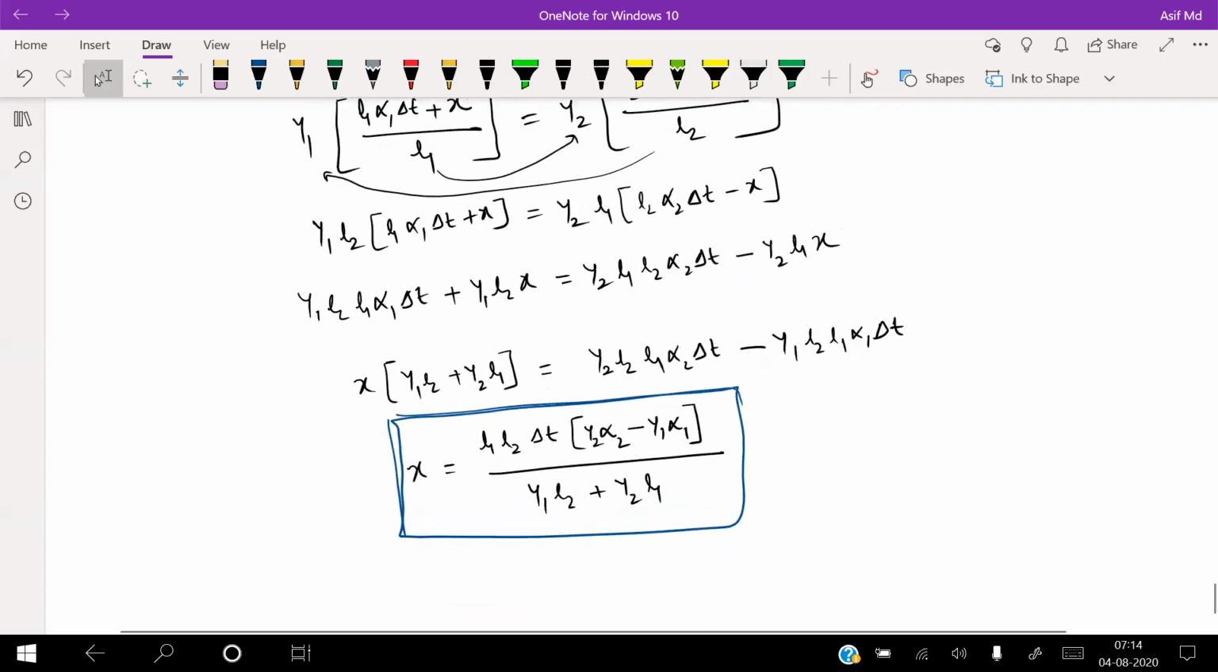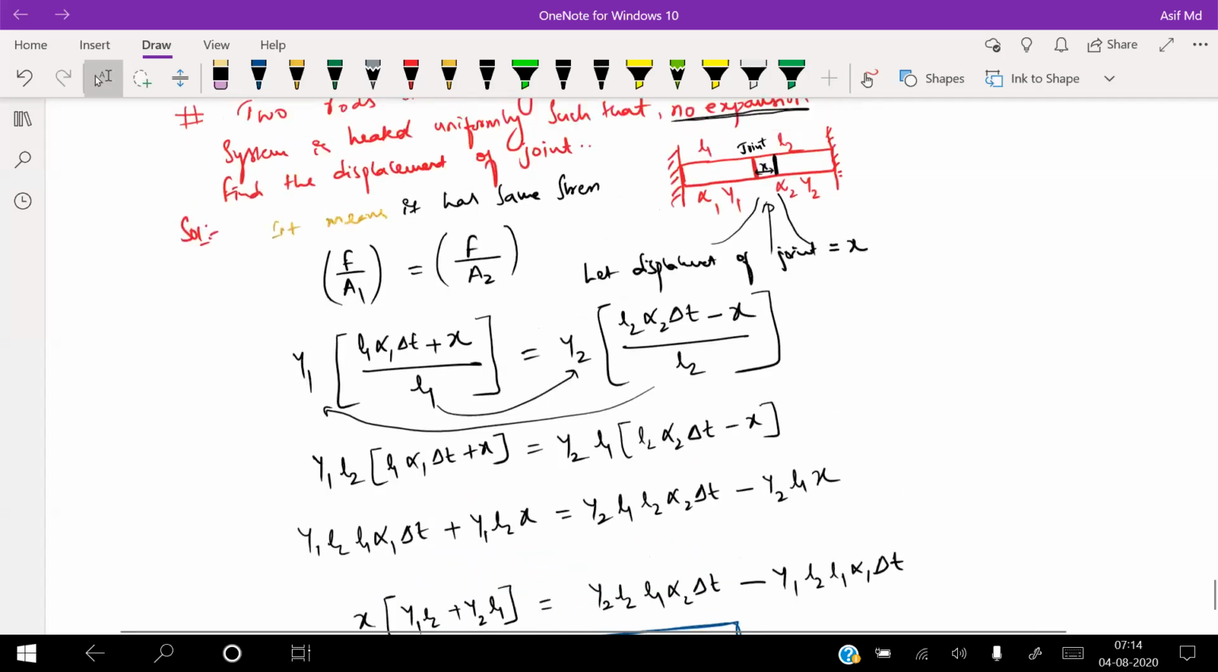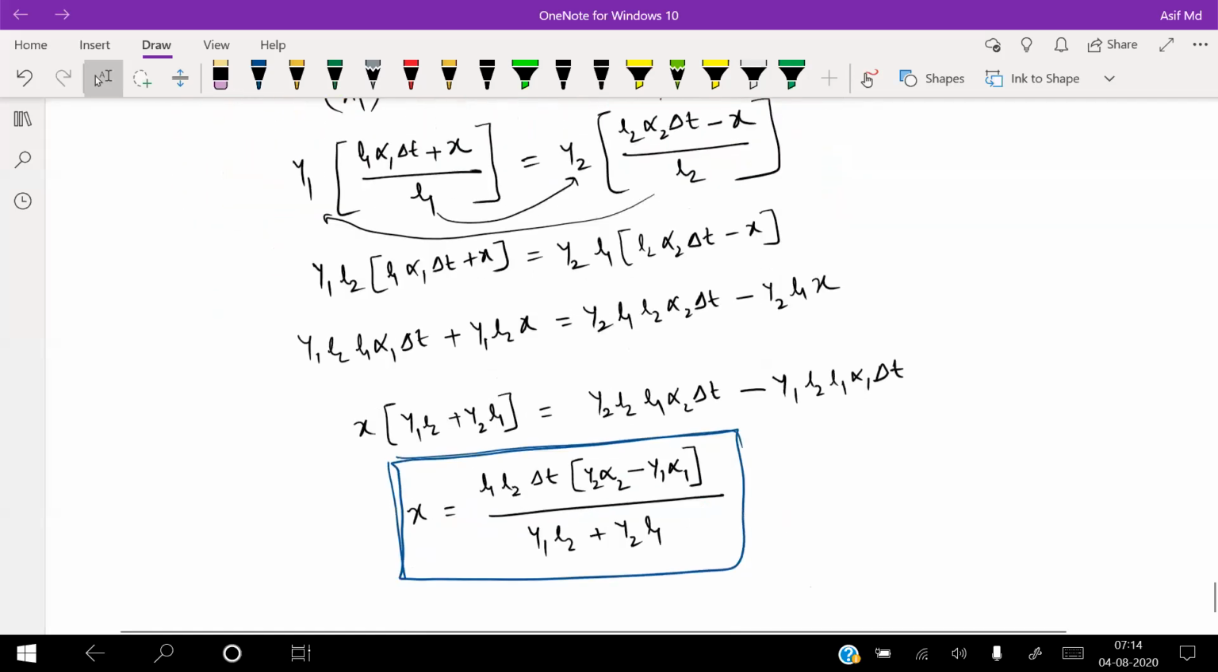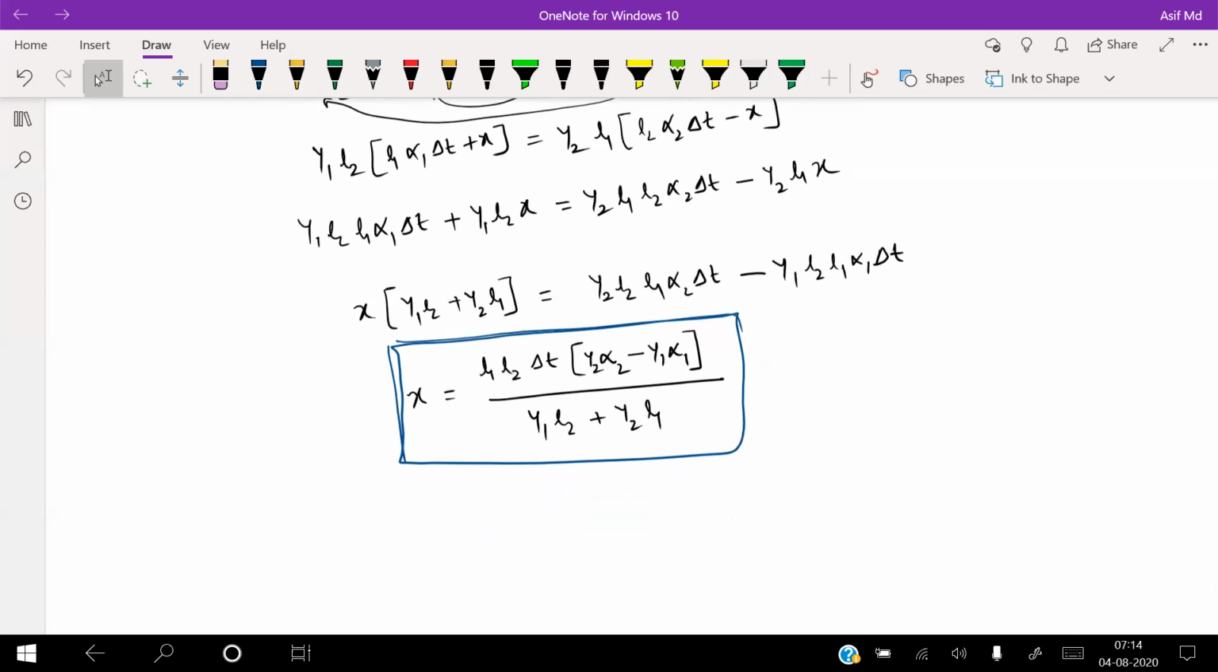So for displacement of the joints, this is the formula you need to use. X is equals to L1 L2 delta t, y2 alpha 2 minus y1 alpha 1, divided by y1 alpha 2 plus y2 alpha 1. Even in your material, you might have got this formula. They might have directly given the formula for the joints without any derivation. Okay? I hope you got it.